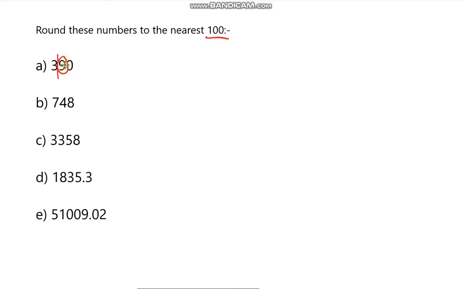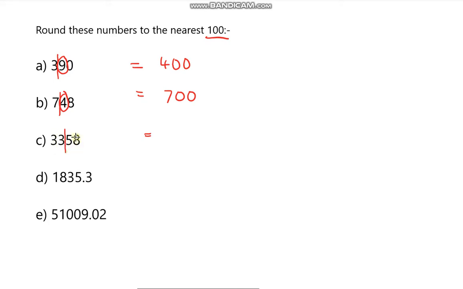This is greater than 5, so this becomes a 4. So it just becomes 400. Always remember to include those zeros after. Okay, so we draw our line after our hundreds column and look at this number. Now we've got a 4. This is less than 5, so this stays the same. This is just 700.